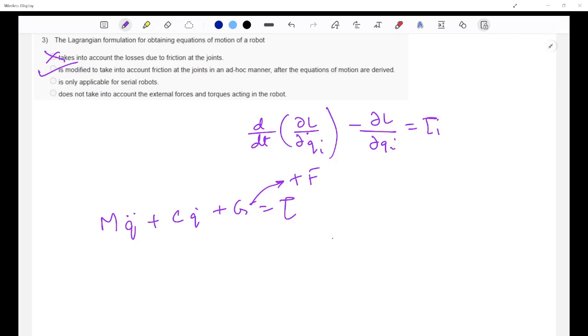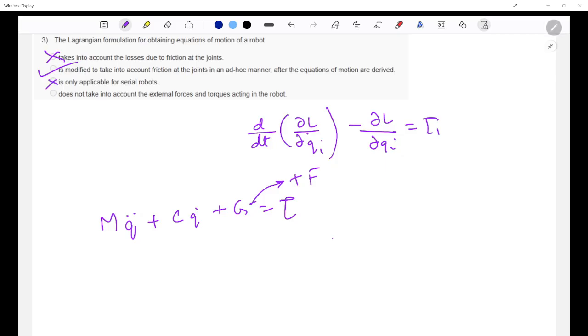The third option, it is only applicable to serial robots. No. Lagrangian formulation can be applied to serial manipulators, parallel manipulators, mobile robots, multi-body systems. For parallel robots, we simply include constraint equations and sometimes Lagrangian multipliers. So the method is general and not limited to serial robots. So it is also wrong.